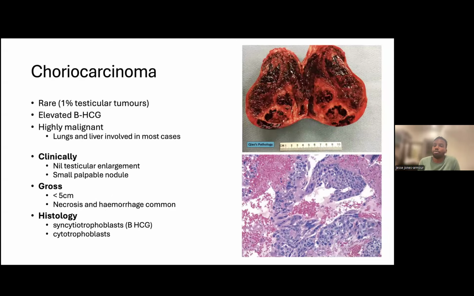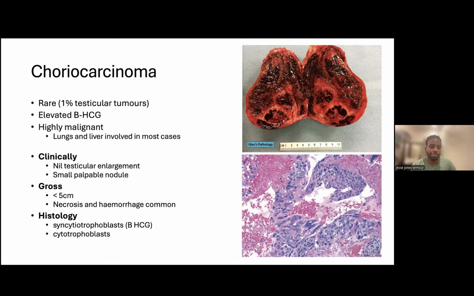And then you have your most malignant and your rarest of the germ cell tumors, the choriocarcinoma. Of note, this one has a very elevated beta HCG. It is highly malignant, and usually on diagnosis, it has already spread to lungs and liver in several patients. Clinically, there's no testicular enlargement. Sometimes you may just have a small palpable nodule. However, usually it's incidental.